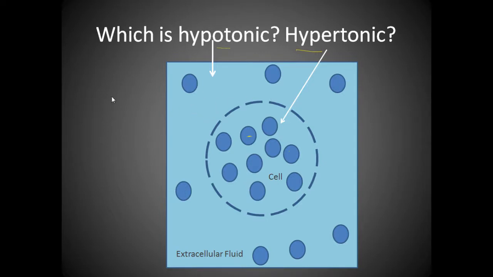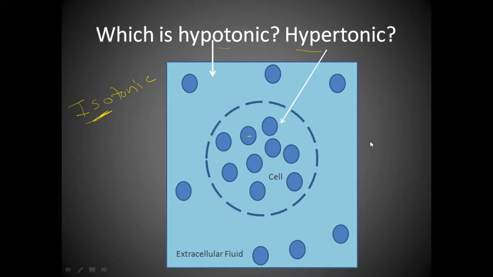Okay, there's more water. Now there's another term that I'll introduce you to now, and it's called isotonic. If you don't know what the term iso means, it means same. So isotonic would mean that each side of the membrane has the same amount of stuff and the same amount of water. And we'll come back to that in the next slide.